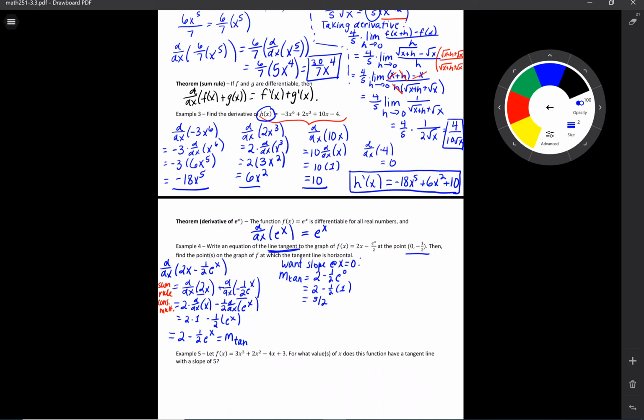So the slope of the tangent line to this graph at the point 0, negative 1/2 is 3/2. And now I want to find the y-intercept. So I have y equals mx plus b. My y value is negative 1/2. My slope is 3/2. My x value is 0. So this makes b equal to negative 1/2. So my tangent line is y equals 3/2 x minus 1/2.